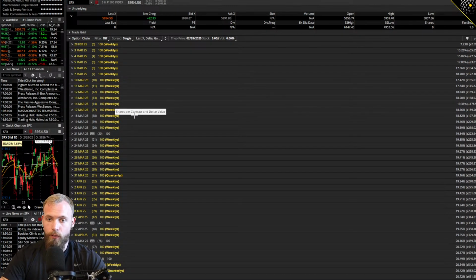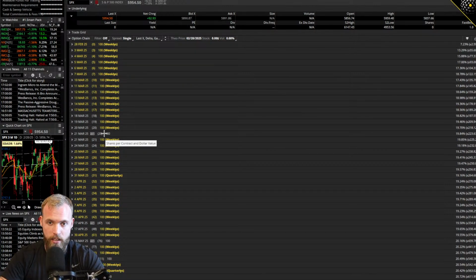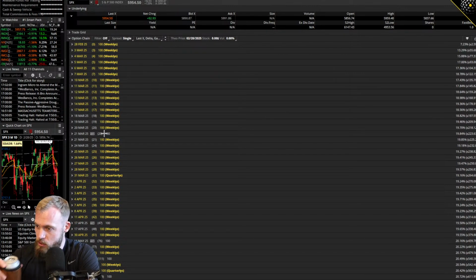The reason why they're different colors is because different expiration cycles need to be called out for a bunch of different reasons. One of the things you will find with options chains, overwhelmingly, is that most of the liquidity is going to be in standard expirations. Why is that the case? Does anybody have a guess in the chat as to why this would be the case? Any guesses?